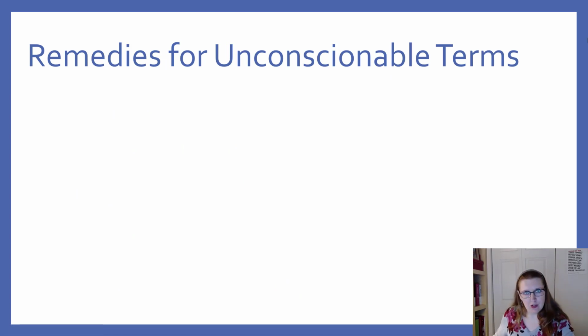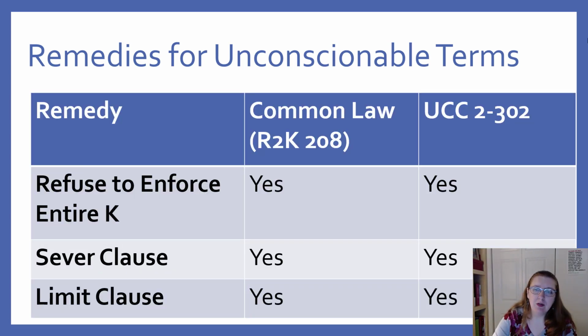What 2-302 does include is the actual remedies that a court can award if there has been an unconscionable term. And it makes clear that courts can do a few different things. Right? They can refuse to enforce the contract, enforce the remainder of the contract without the unconscionable clause, or limit the application of any unconscionable clause so as to avoid any unconscionable result. And this is very much in line with what our common law doctrine that you might have learned in your contracts class allows.